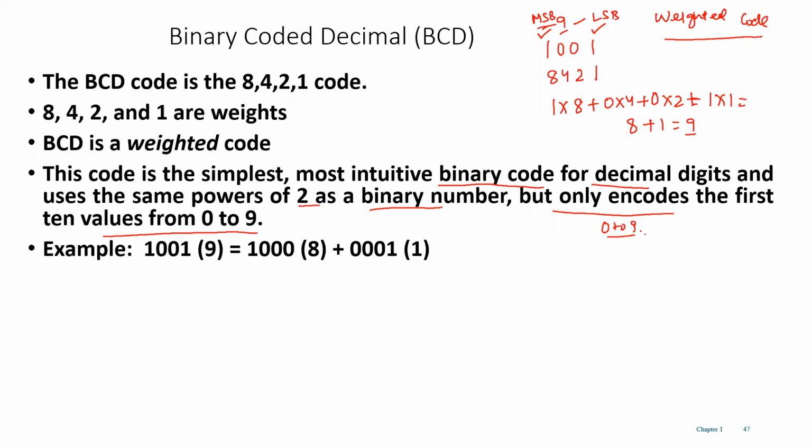Now this is the example that this is 9, so this plus this is equal to 9.